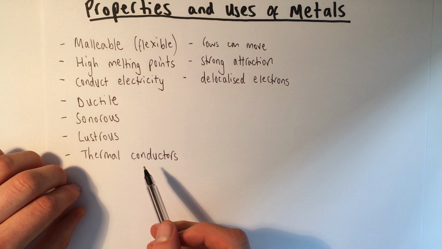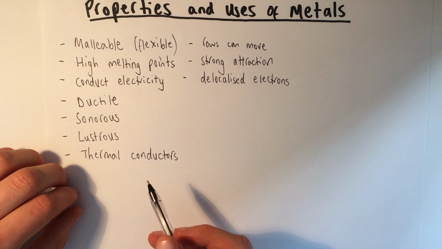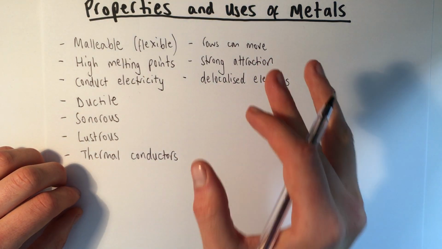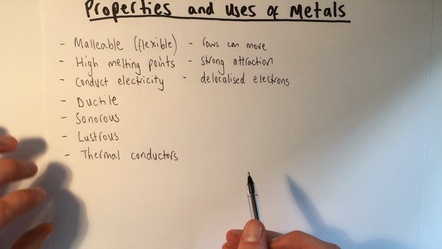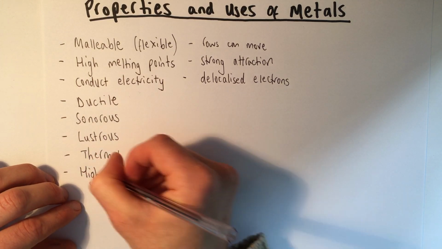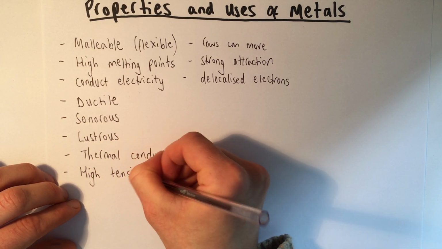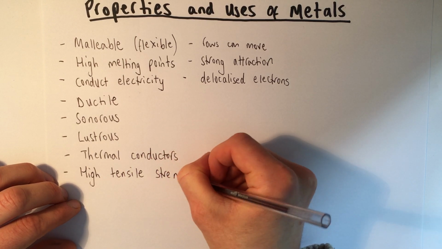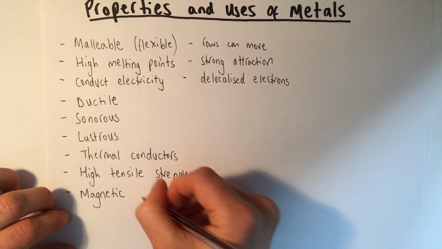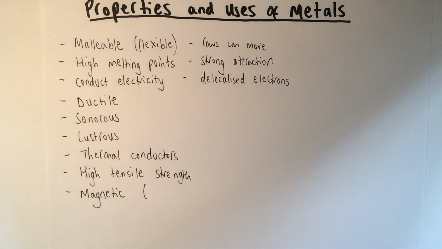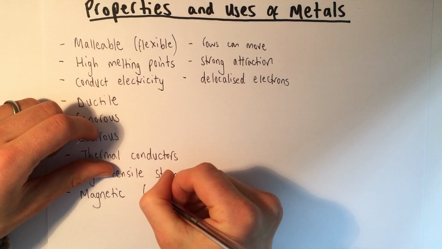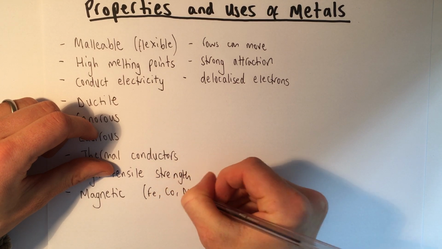That means heat passes through them easily, which means that if it was a very hot day and the sun had been shining on something metal, it would feel very hot when you touch it. Or if it's a very cold day, metal feels very cold if you sat on a metal bench because the heat travels through the metal very quickly. They're strong. A slightly better way of saying that is they have a high tensile strength. And not all of them, but some are magnetic. And the ones that are magnetic are all next to each other on the periodic table. Fe, Co, Ni: iron, cobalt, nickel. Those ones are magnetic.